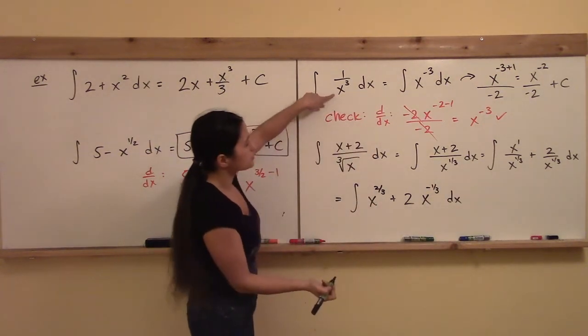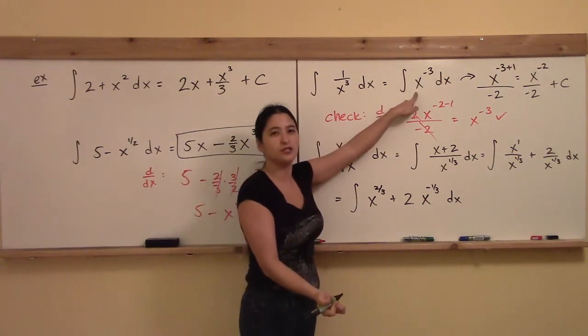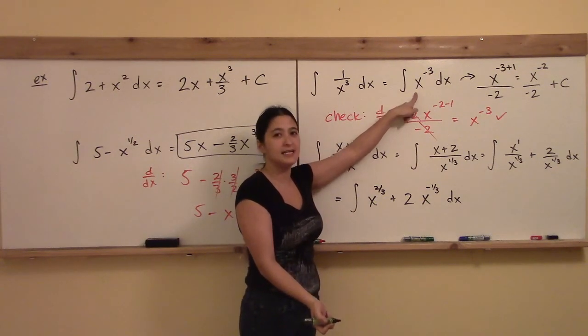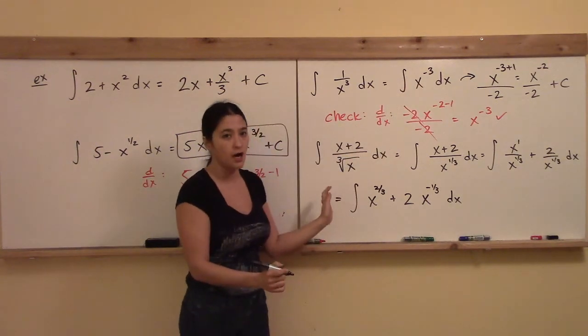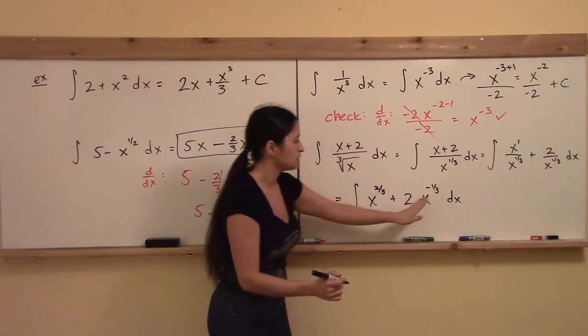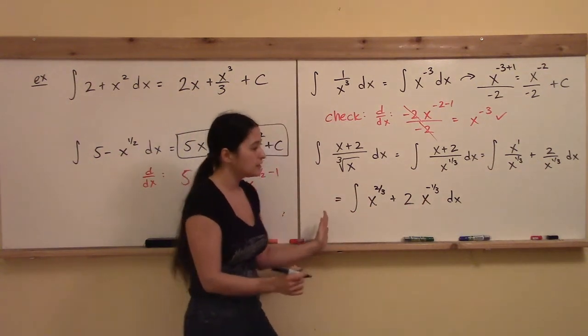You see, when the x was on the bottom here, x to the 1/3, I had to put it with the x on the top before I can use the rule, because the power rule is stated as the integral of x to the n, where the x is on top. Okay, so this has to be x to the n. In this case, n is minus 1/3. In this case, n is 2/3. Okay, now I can enact the rule.